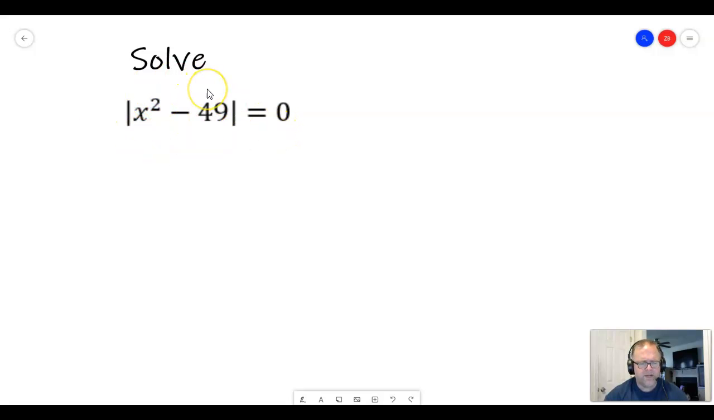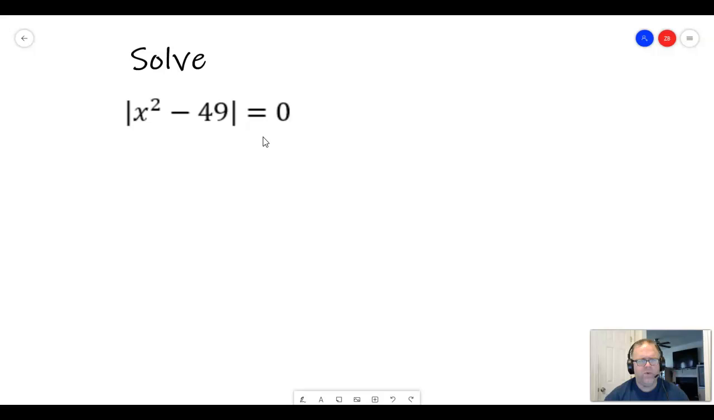Now, what we know about absolute values is that it takes whatever value is in there and makes it positive. So if we already have a positive value in there, then it'll keep it positive. But if we end up getting a negative value in that absolute value, then it will turn it positive. So how do we do something like this?